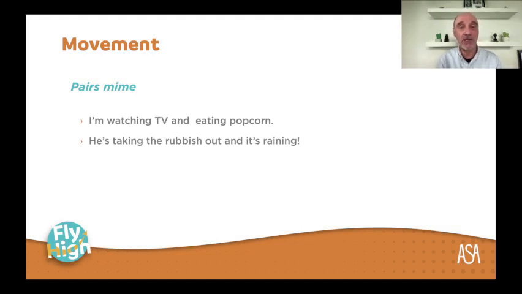He's taking the rubbish out and it's raining. So again, a complex sentence. They're in 7th, 8th year now. They're ready for complex language, and they mime this sentence and their partner will guess. And then of course you'll have a series of sentences like this. It could just be based on an exercise you find in the book. They will choose a sentence for themselves and mime it, and their partner will guess.